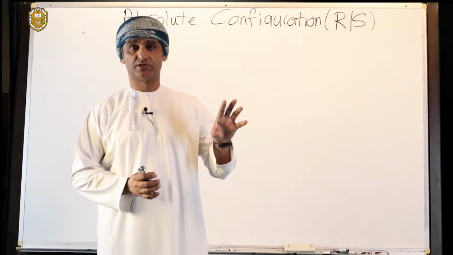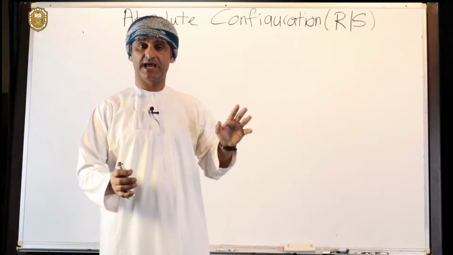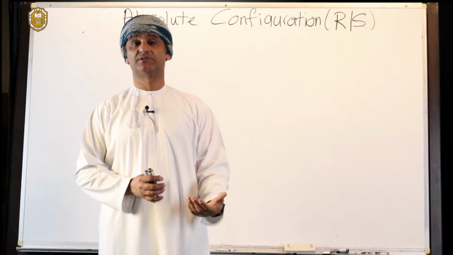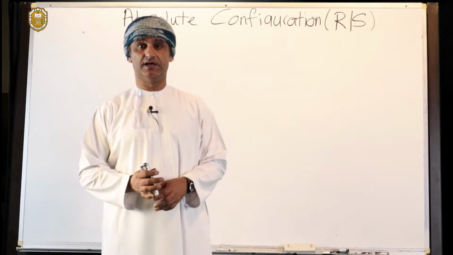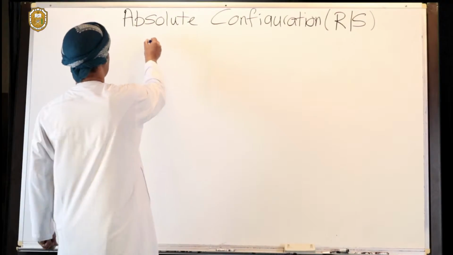Now, the lowest priority group can be drawn on the plane, and if it's on the plane, it can be up or down. It can also be drawn outside the plane, and if it is outside the plane, it can be outside the plane to the front or outside the plane at the back. So what we need to do now is to take different cases.